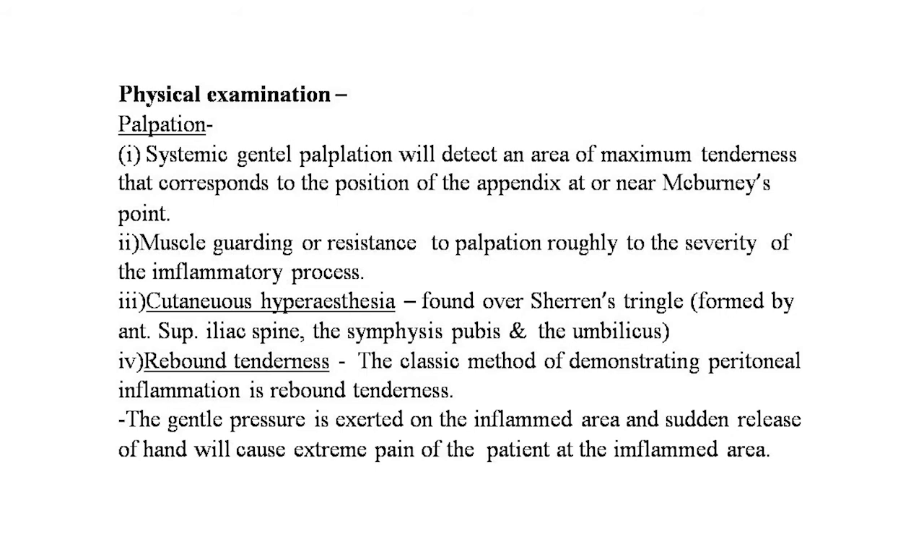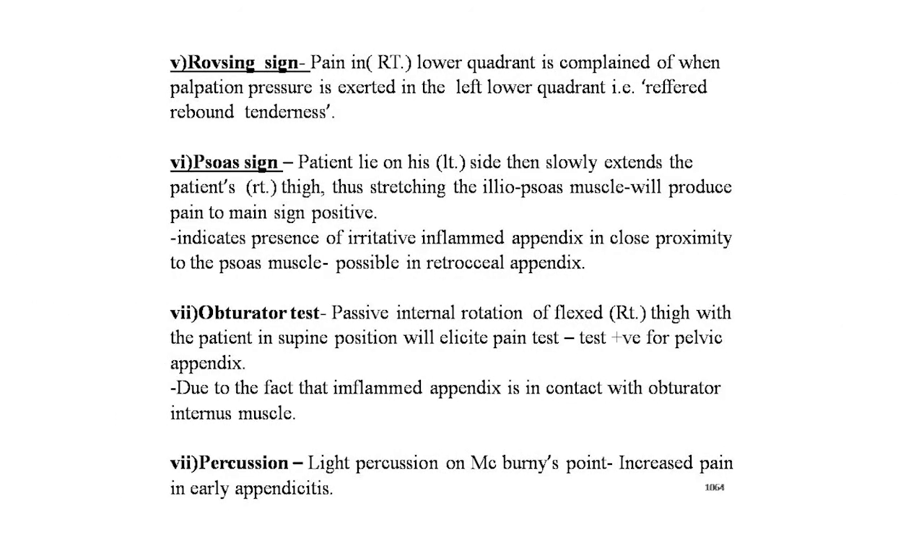Rebound tenderness. The classical method of demonstrating peritoneal inflammation is rebound tenderness. Gentle pressure is exerted on the inflamed area, and sudden release of the hand will cause extreme pain to the patient at the inflamed area. Now the next physical examination is Rovsing's sign. Pain in the right lower quadrant is the complaint when palpation pressure is exerted in the left lower quadrant. That is the referred rebound tenderness. Now the psoas sign.